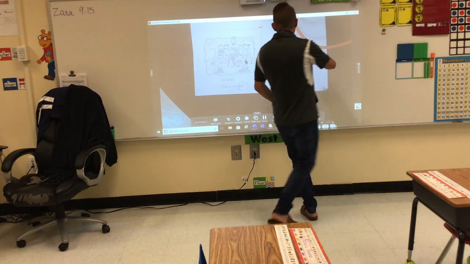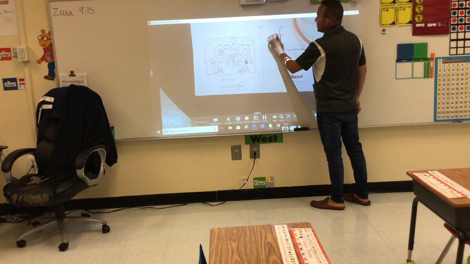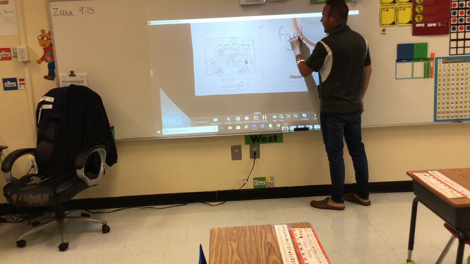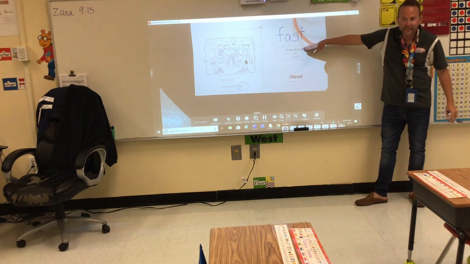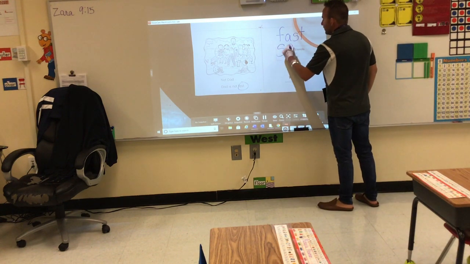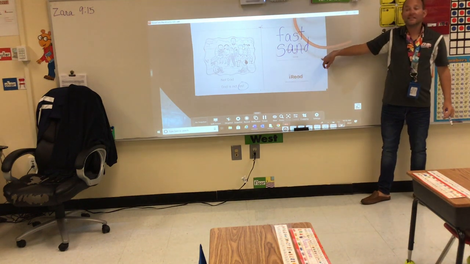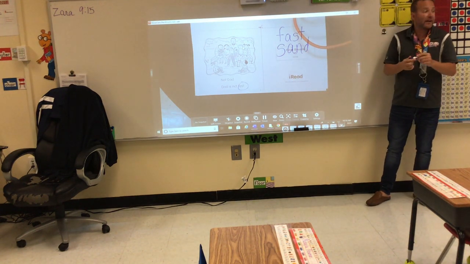So we had 2 words in this story that had final blends. I'm going to write them bigger. We all should know this word because we circled it I don't know how many times. What is this? Fast. And let's look at my other word. What word is this? Sand. Sand. Very good.